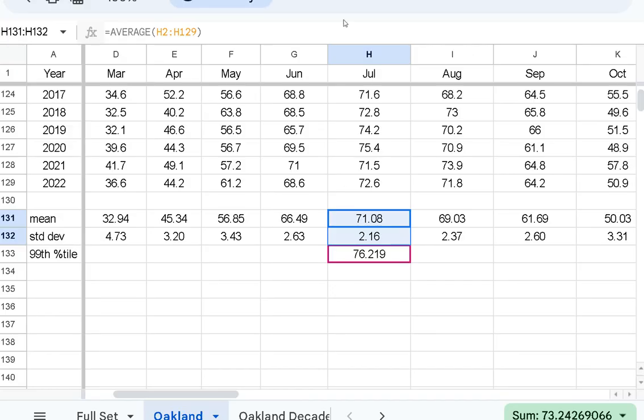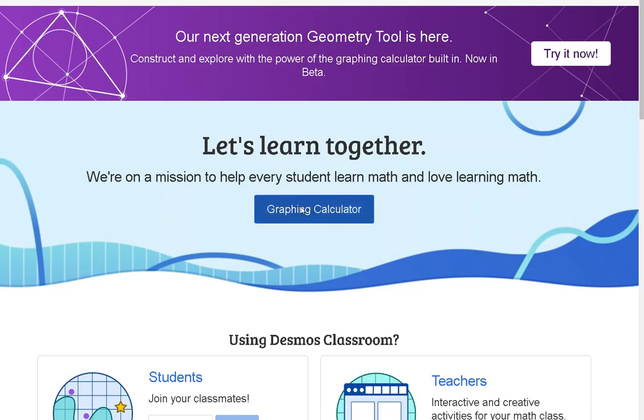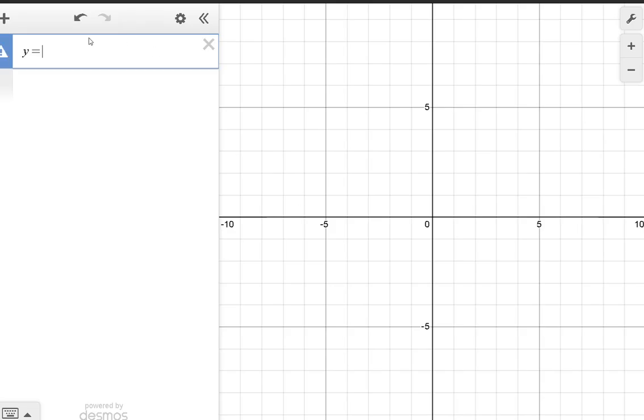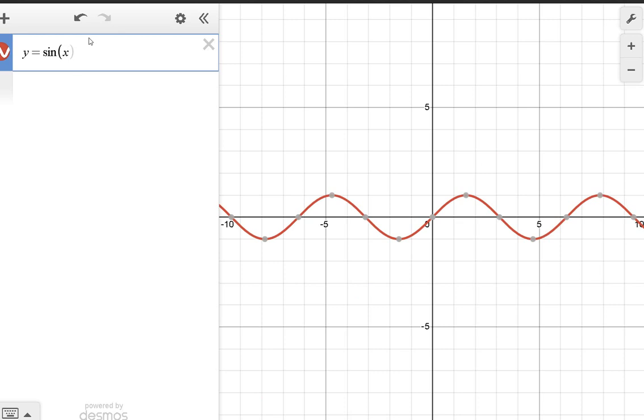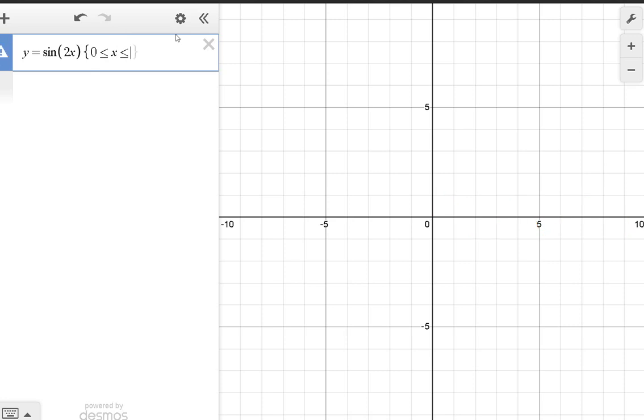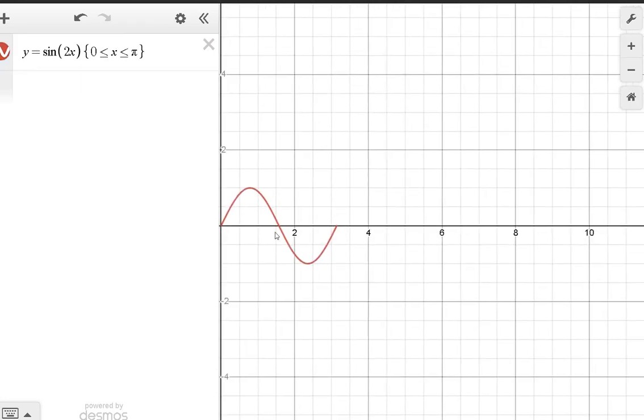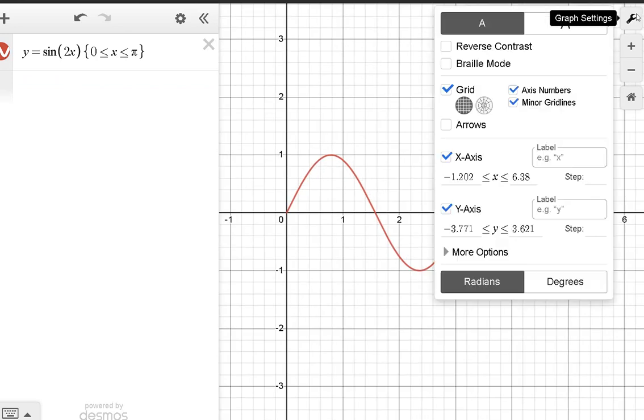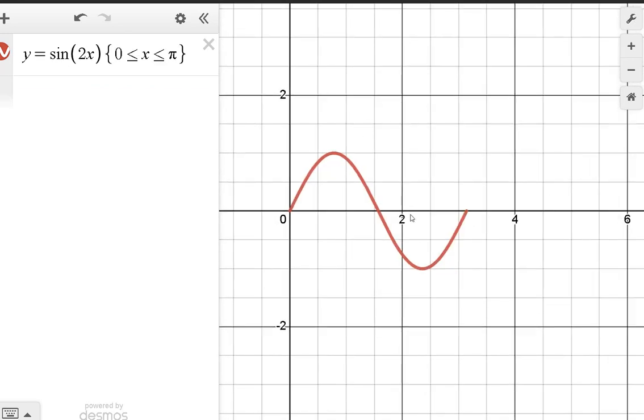Let me see if I can't pull up a quick graph here, and I know I got another question. Let's see, Desmos. Yeah, let's learn together. All right, so y equals sine of 2x, and let's focus in on the interval 0 less than or equal to x less than or equal to pi. So it's exactly what happened, is that part of this integral is above the x-axis and part's below the x-axis, and so when you add up those areas, they're really signed areas and they cancel each other out.